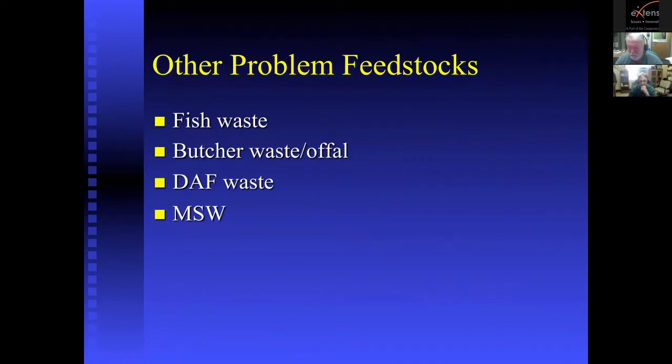That stuff is frequently in food waste or in food processing operations, and it's a waste that needs to be gotten rid of, but it's hard to manage. And finally, another problem feedstock is municipal solid waste, the organic component. So we'll go through all of those.